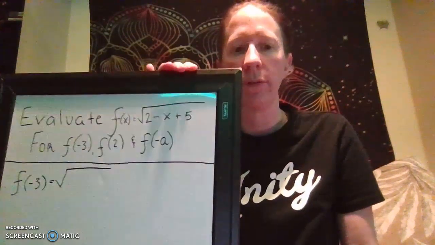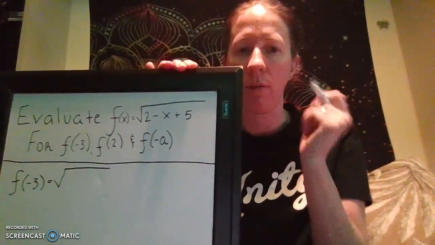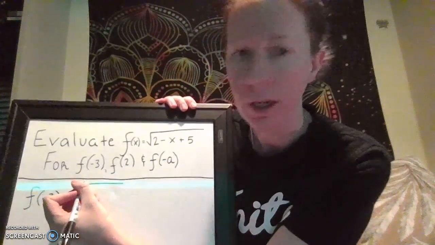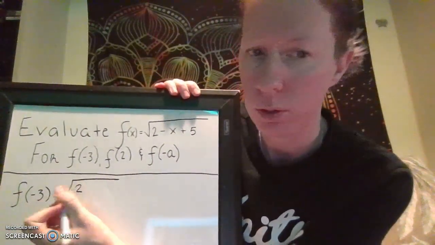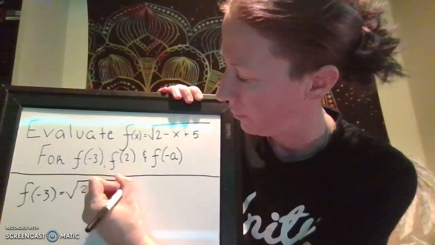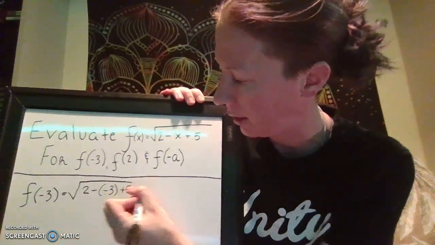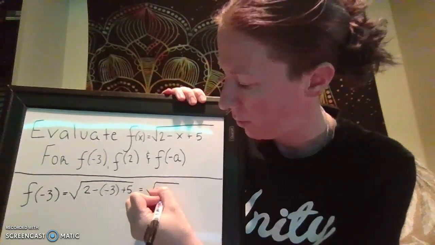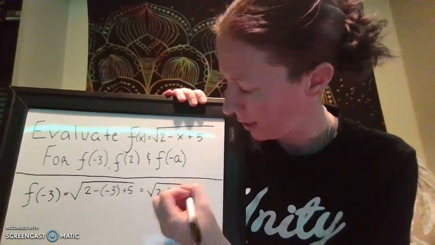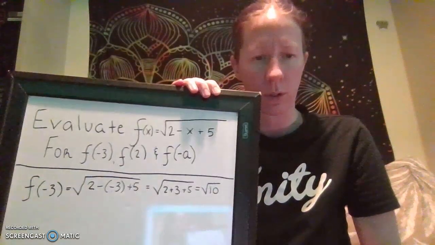So for the first part, when you see that there is a function with a -3, we are going to input the value of x with the -3. So we're going to substitute the x with -3. So what we are going to do is go 2 minus -3 plus 5. In turn, that'll take out the two negatives, so you'll end up getting 2 plus 3 plus 5, which ends up being the square root of 10. So that's for the first formula.